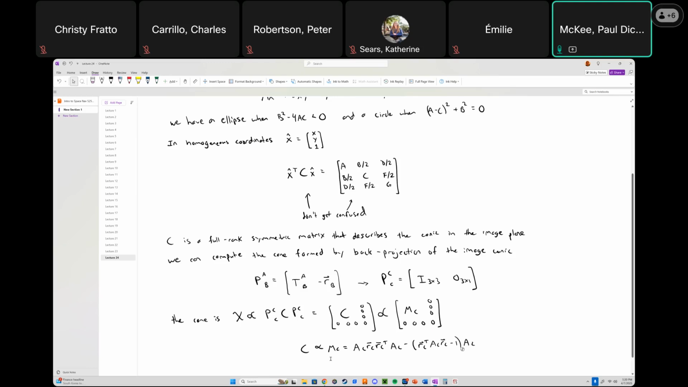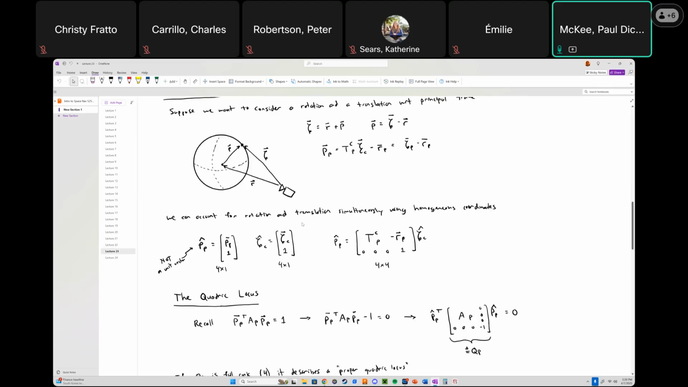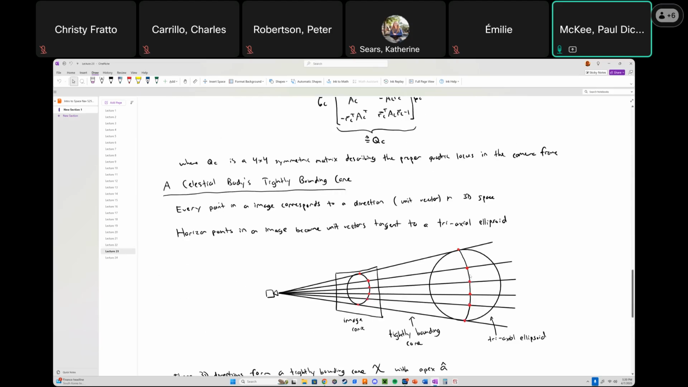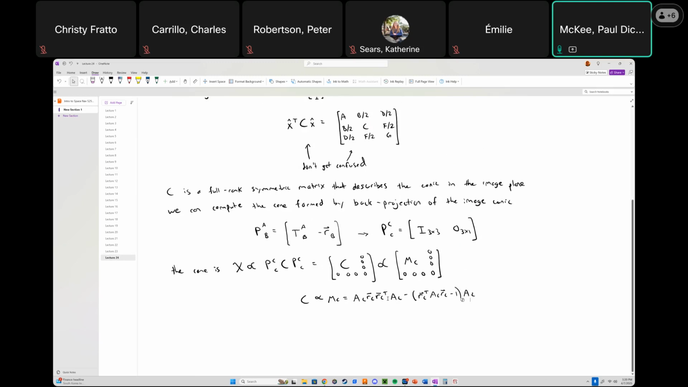So the conic of the planet or the moon in the image is mathematically equal to a scaled form of this tightly bounding cone. So this might seem like common sense. You might have said, like, Professor, I could have told you from this diagram that this image conic and this triaxial ellipsoid tightly bounding cone were going to be similar. There's going to be scaled forms of the same construct. Now we have the mathematical background to prove it. So that's all we've established here.